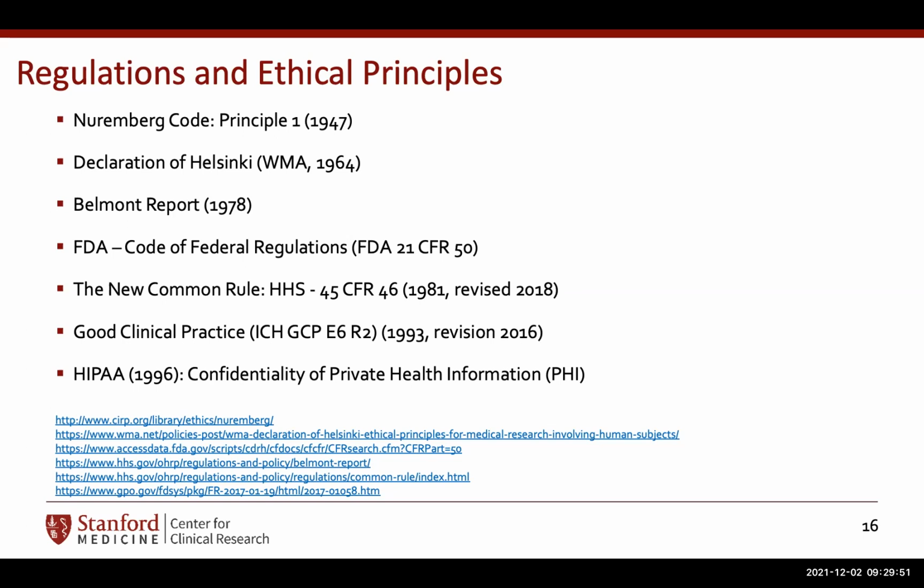Okay, so let's talk a little bit about these regulations and ethical principles. This slide is taken from the consent presentation. We talk a lot about these in the consent class, but really the first code of principles that anybody in the world saw was the Nuremberg Code. This was created in 1947 following the trials at Nuremberg after World War II.